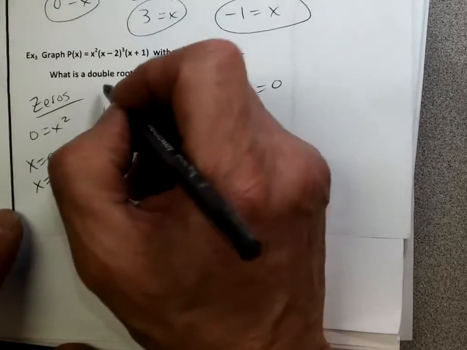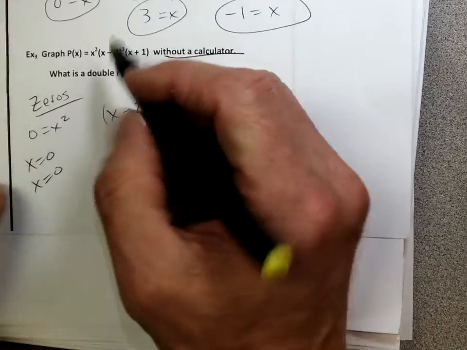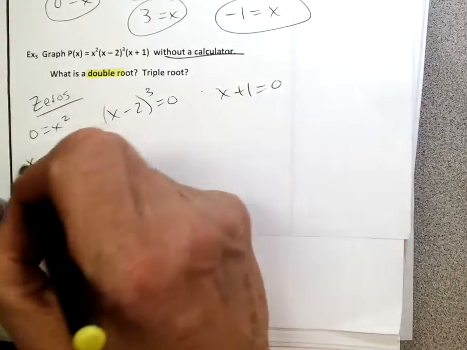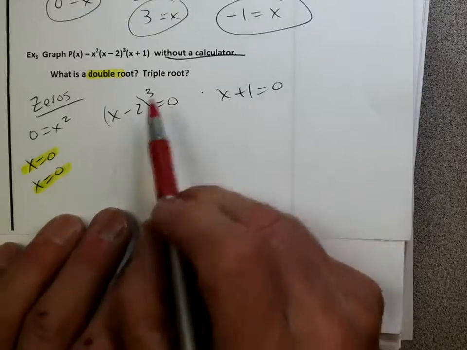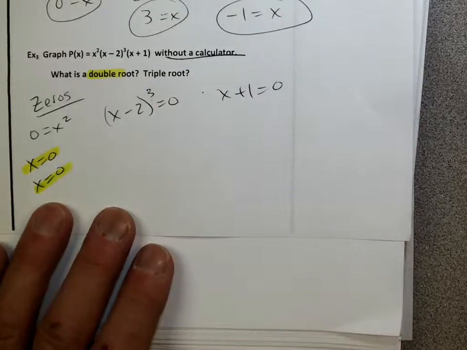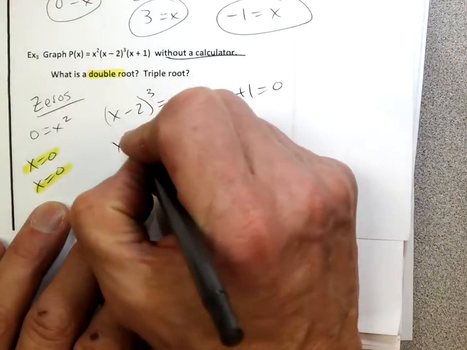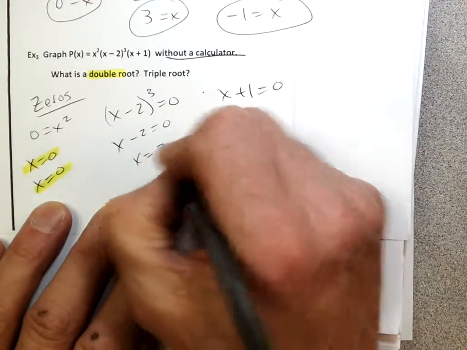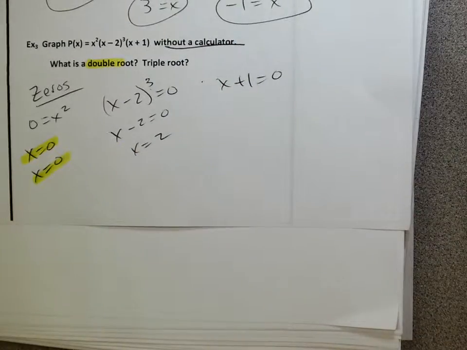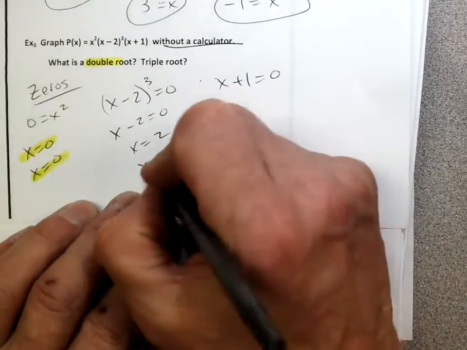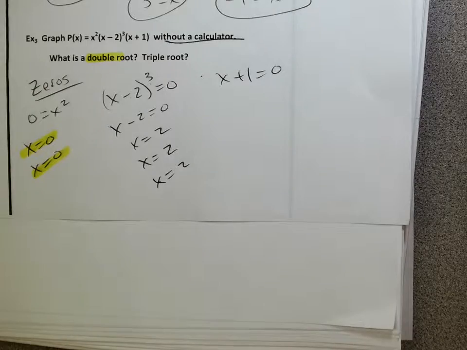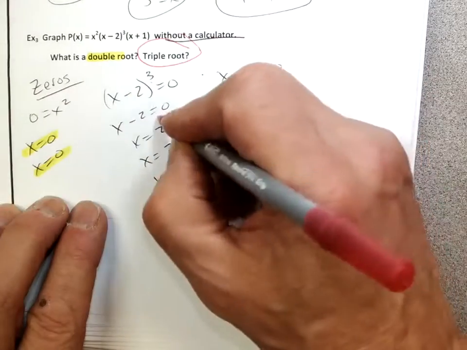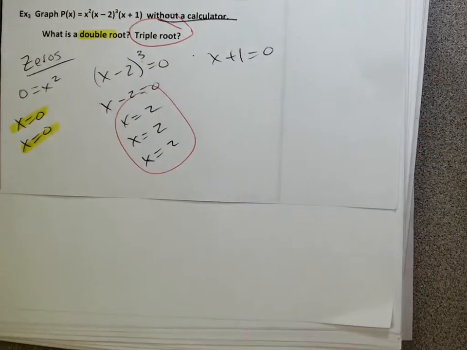Now this is a double root. Here's my double root right here. 0 happened twice. Okay? We're going to get a triple root also because of the cubed. So if I solve this, I really kind of have like an x minus 2 equals 0, x equals 2. But that happens 3 times because of the x cubed. So I have x equals 2, x equals 2, x equals 2. Even though it's the same thing 3 different times, that's what we call a triple root, okay? That happens 3 times, okay?